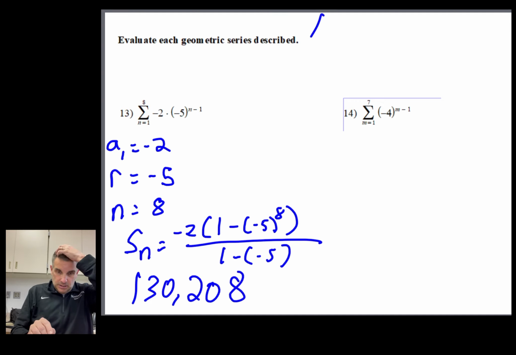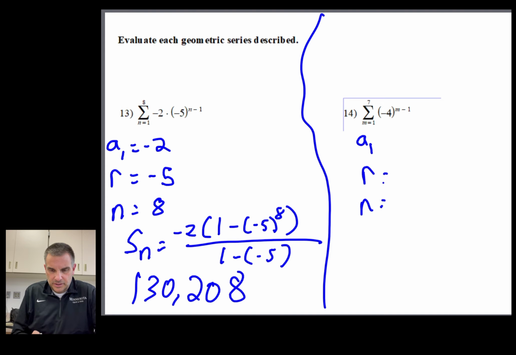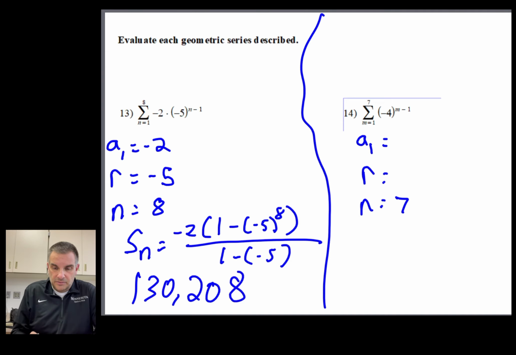Okay. Let's take a look at one more. Let's look at number 14. So our a of 1 value, our r value, and our n value, the 3 things we have to find. N value is pretty simple, that's 7. Well, what is our ratio going to be now? Our ratio is what's being raised to the exponent. So -4 is being raised to the exponent, so our r value is -4.